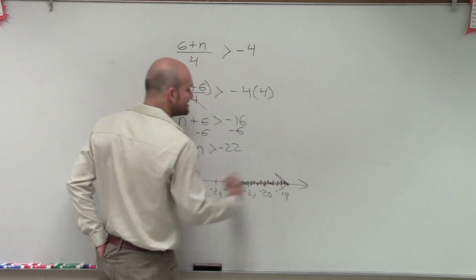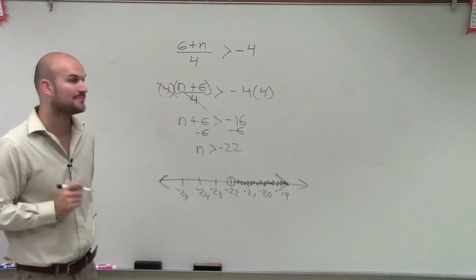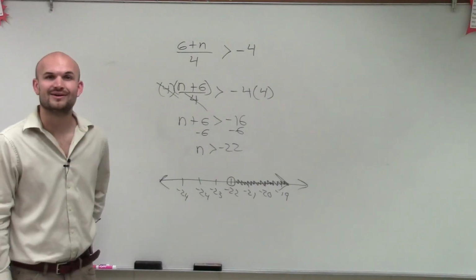And I'm going to say, you know what? If I continue in this direction, I'm always going to have numbers that are greater than negative 22. And that's how you solve an inequality.